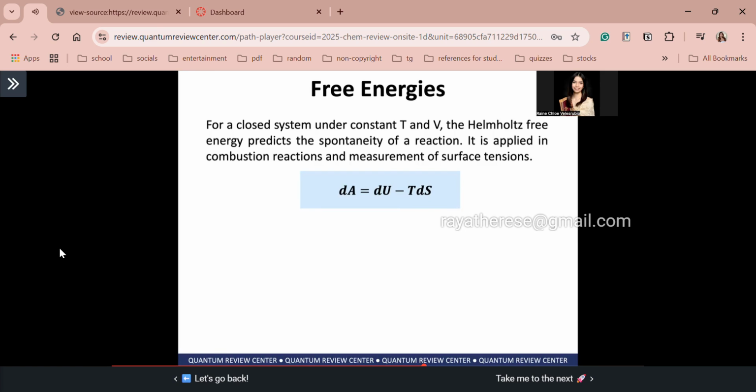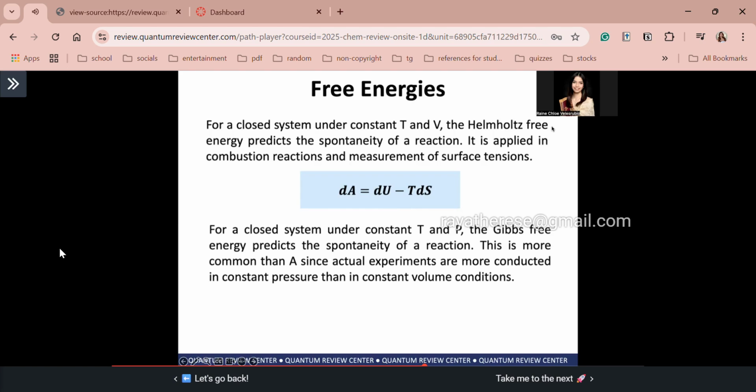Okay? Again, TS is just the part of energy lost to entropy. So this is IUTAS. Ang tawag ko dito ay IUTAS. For a closed system naman, under constant temperature and pressure, the Gibbs free energy predicts the spontaneity of a reaction. Okay? Mas common siya than A, guys, because actual experiments are more conducted in constant pressure than in constant volume conditions. Okay? So the formula is dG is equal to dH minus TdS.